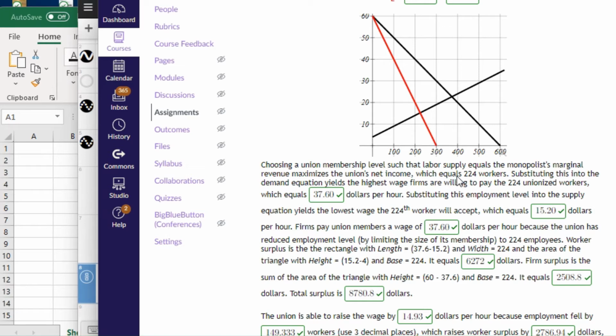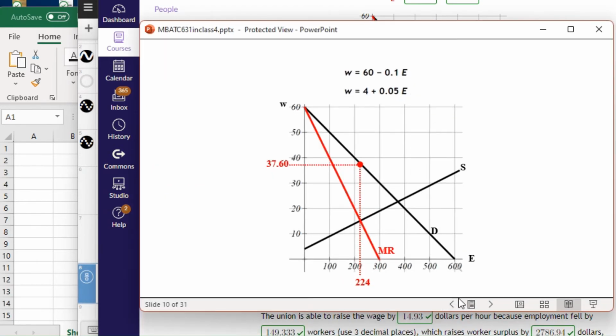Okay, so in a closed union shop state, if the union only admits 224 workers, which is the intersection of the marginal revenue of the union and its marginal cost, what will happen is, if it can limit the number of people in this labor market, one through union membership and two through laws that force employees to join a union if they want to work at a particular firm in a particular trade, then it can drive the wage up to the demand curve. And according to my PowerPoint, it's 37.60.